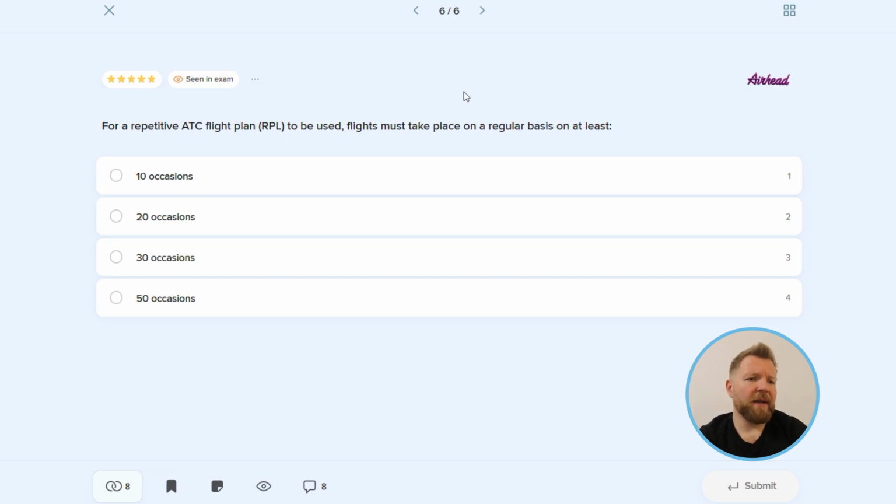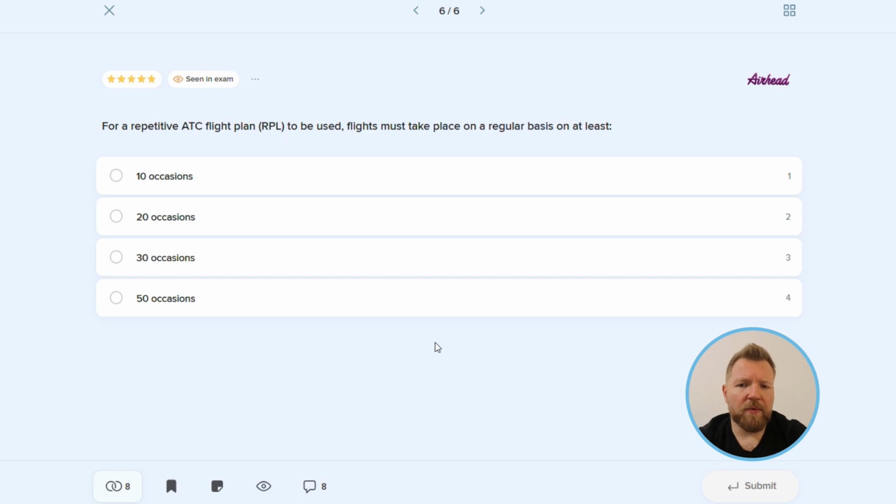For a repetitive ATC flight plan, RPL, to be used, flights must take place on a regular basis on at least 10 occasions, 20 occasions, 30 occasions, or 50 occasions.